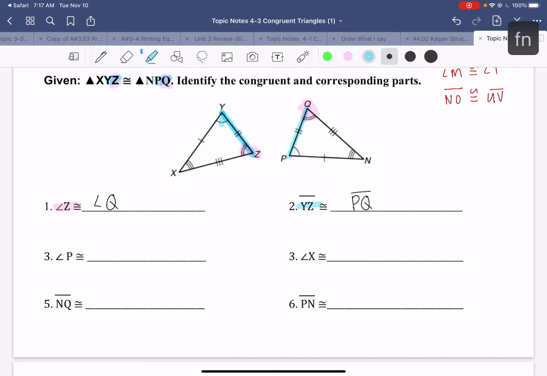I want you to finish 3, 4, 5, and 6. This is supposed to be a 4.